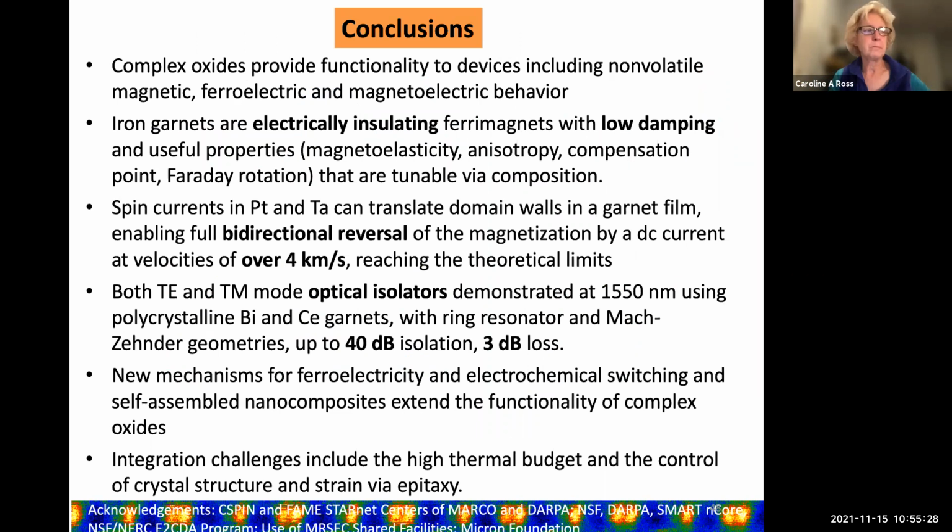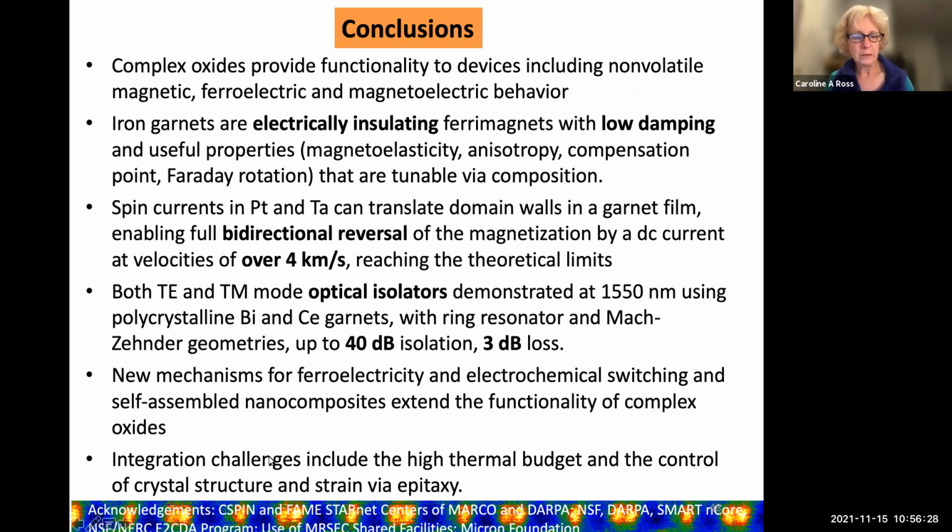I hope I've shown you some interesting properties of complex oxides and ways of manipulating their properties to get desirable magnetic, ferroelectric and magnetoelectric responses. So garnets are good insulators, typically low damping, and they have tunable properties which we can manipulate. We can get very fast domain wall motion in these garnets, approaching the theoretical limit of the magnon group velocity. We get useful figures of merit in magneto-optical response, which means we can use them in optical devices for photonics, integrated photonics. And I've shown you some new mechanisms for ferroelectricity and for multiferroic control of magnetism using electric signals, and hopefully ferroelectricity using a magnetic signal.